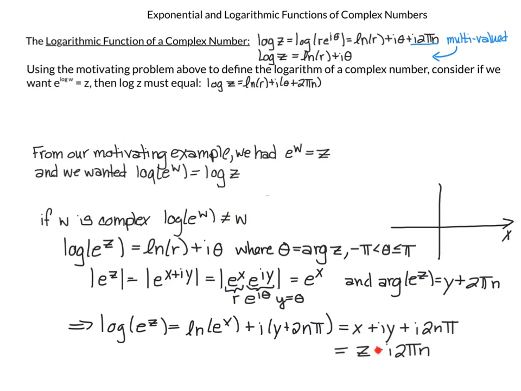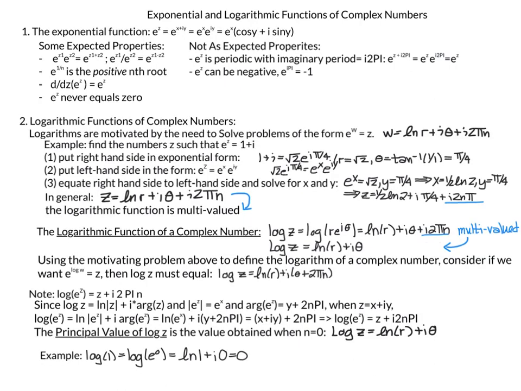We have a multi-valued function here. And this is exactly the difference. This extra stuff is the difference between complex and real logarithms. Our last discussion is noted here. So log of e to the z is not just equal to z, but it's equal to z plus i 2 pi n. I outlined that argument on our previous page. And the principal value of log z is the value obtained when n is equal to 0.